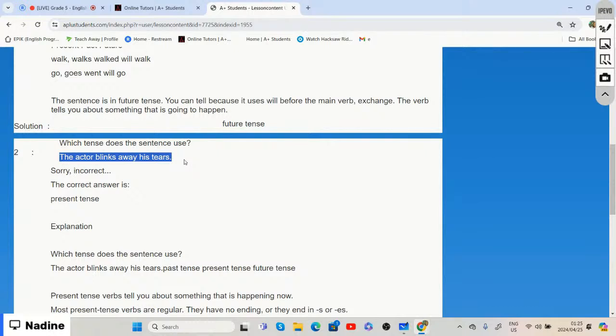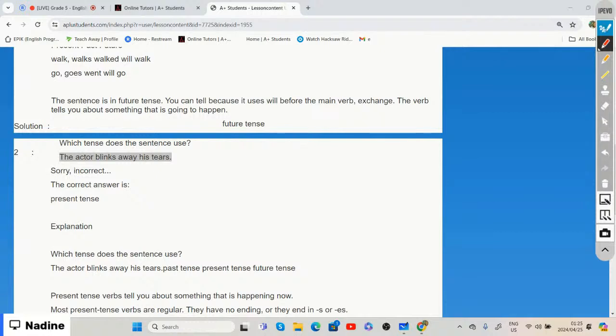All right, and if we were to choose the correct tense, we would say it is present tense, right? It shows us what the actor is doing now. The actor blinks away his tears, and that is in the present tense. Thank you, Matthew.